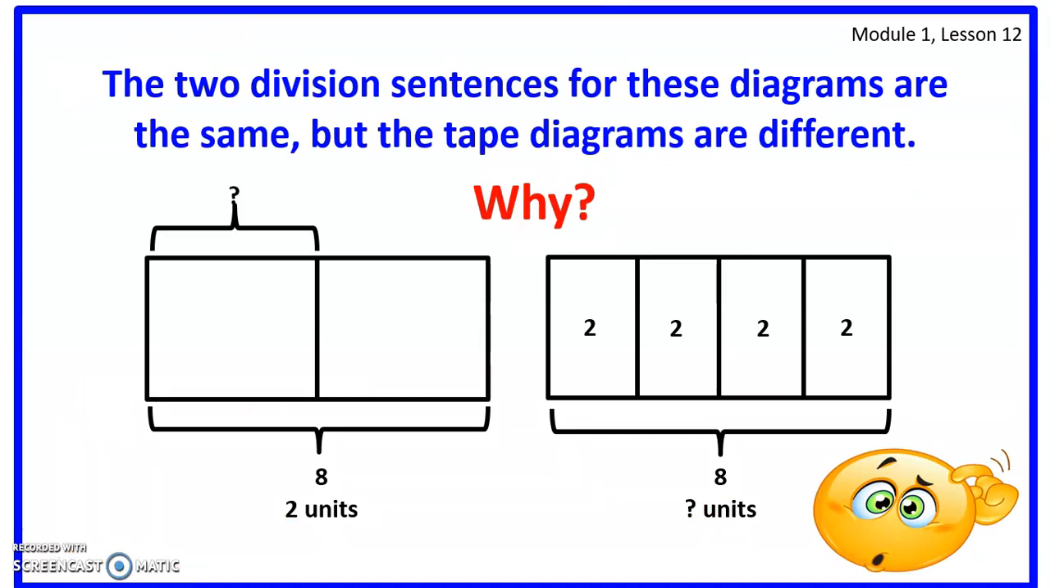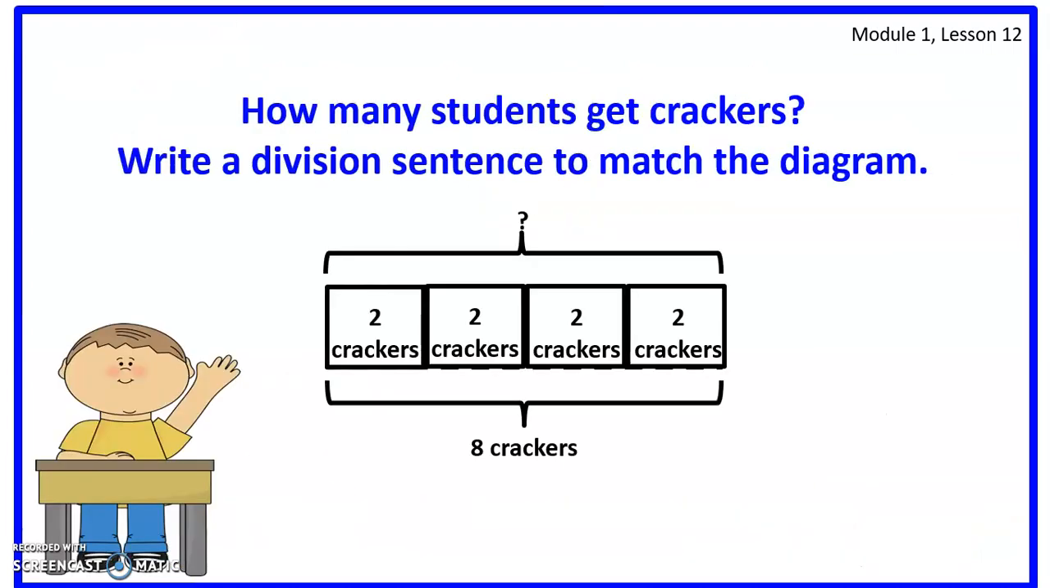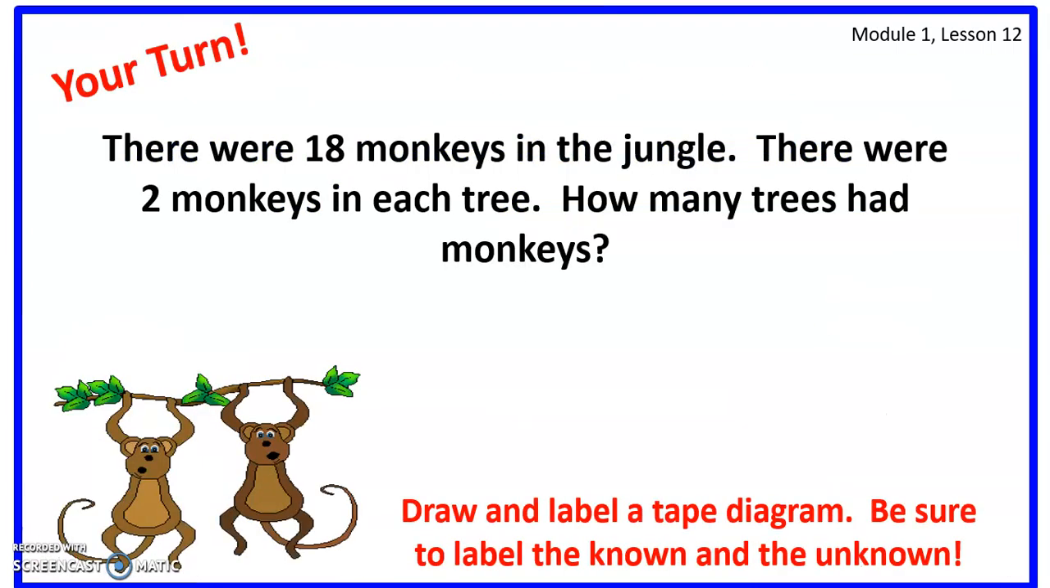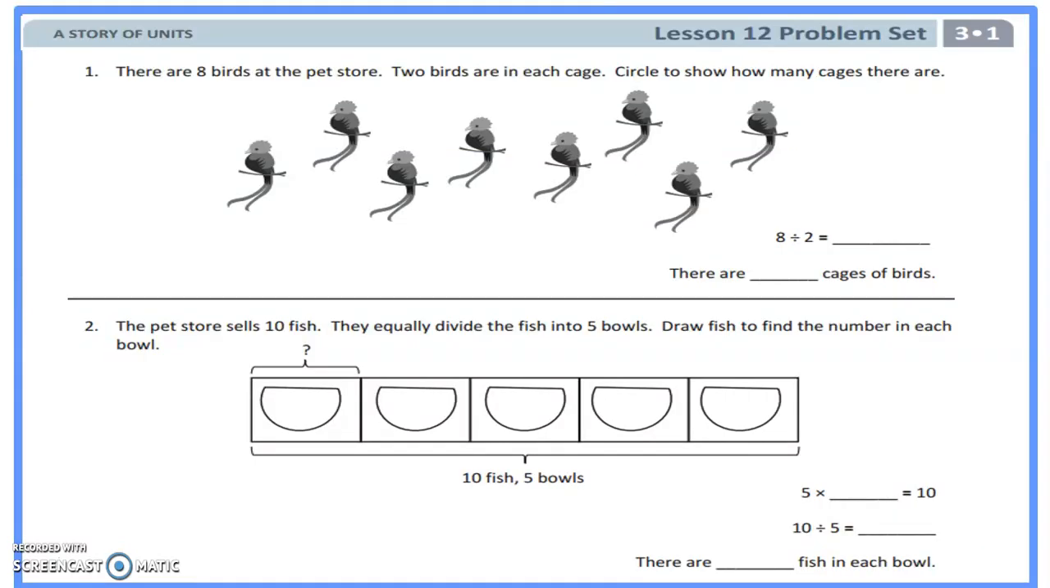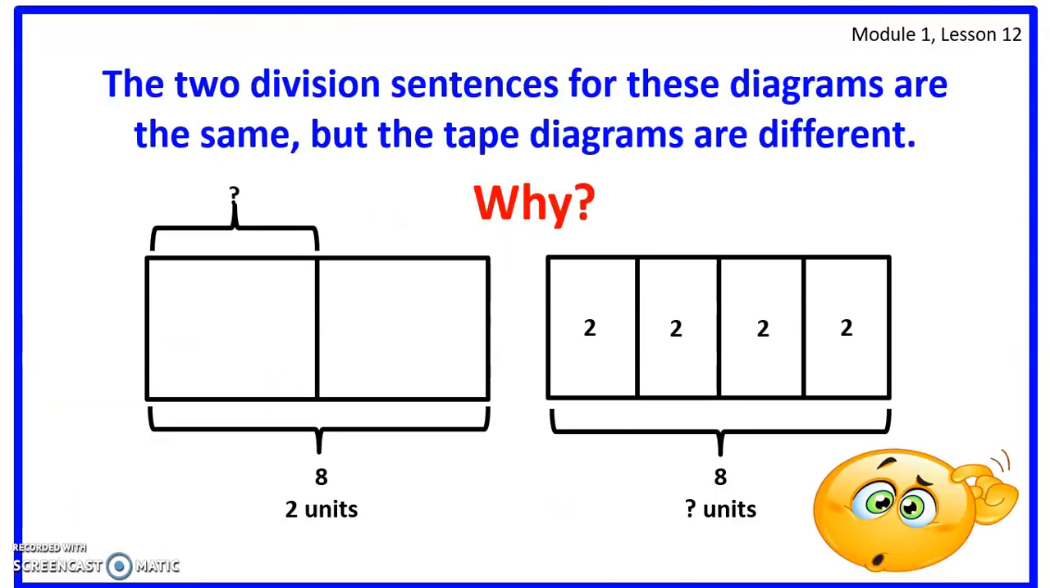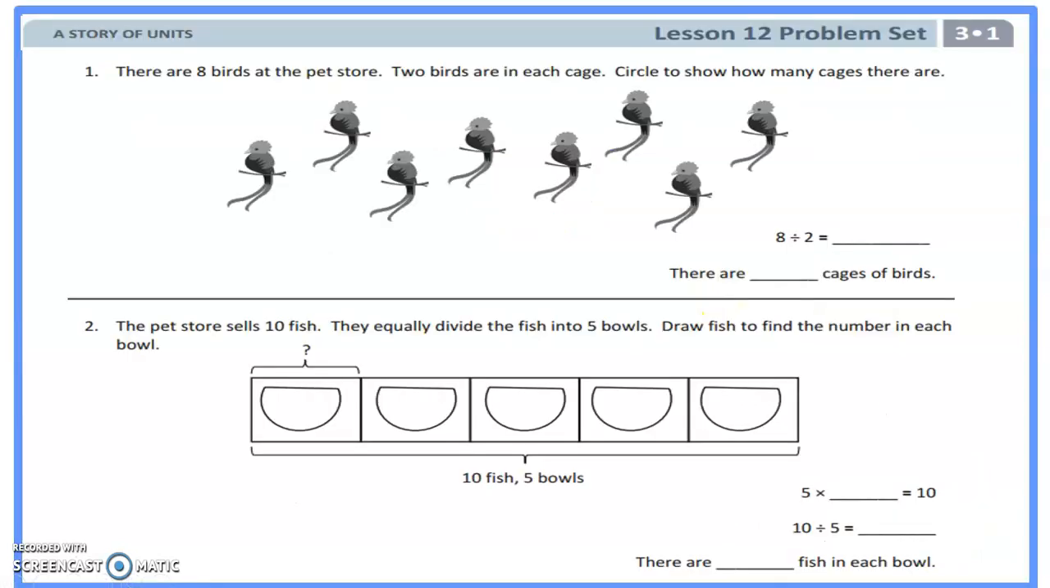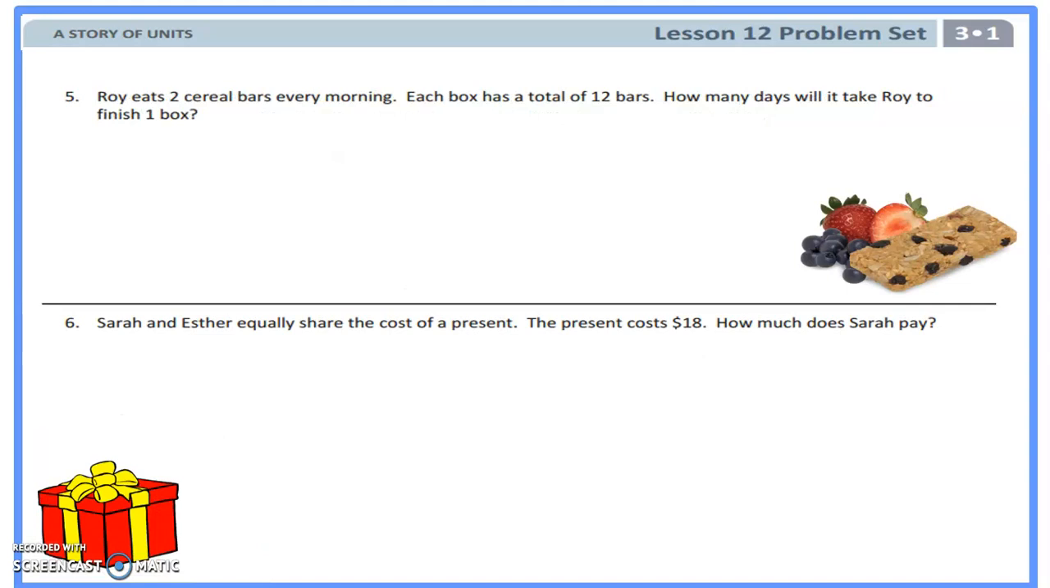The 2 division sentences for those diagrams are the same, right? For this and this. But the tape diagram is different. This is 18 divided by 2. For the first example, this will be 4, 2, 4, 6, 8. Why are they different? This is 2 groups, and this is 4 groups. And these are part of the examples and problems that will be treated in class, that you'll be involved in.